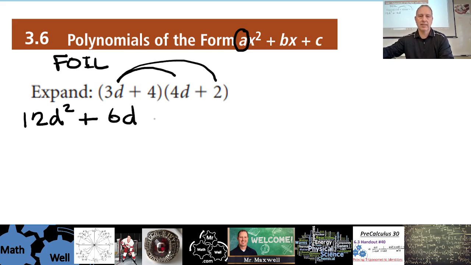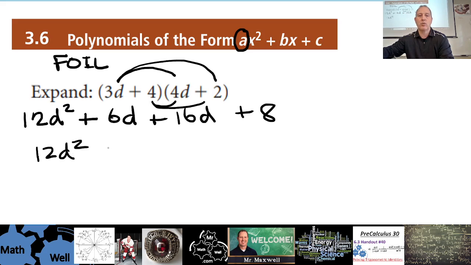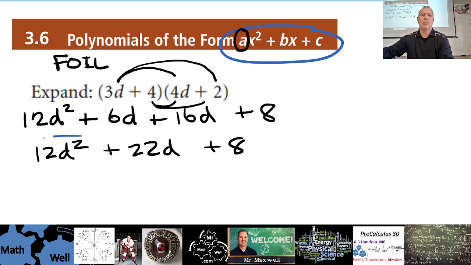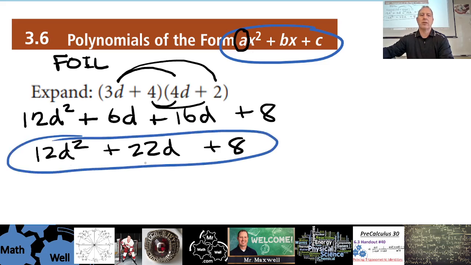6d, not 60. What is now the inside terms? 4 times 4d, that's plus 16d, right? And then 4 times 2 is plus 8. Okay, everyone okay with that FOIL method there? First, outsides, insides, lasts. Okay, gather like terms. I end up with 12d squared plus 22d plus 8. Now this is a polynomial in the form of ax squared plus bx plus c, where a is positive 12, b is positive 22, and c is positive 8.